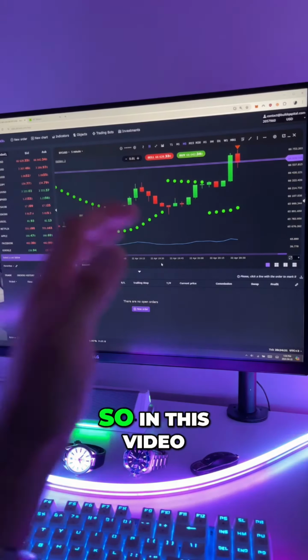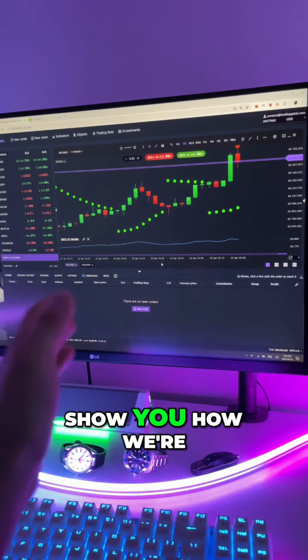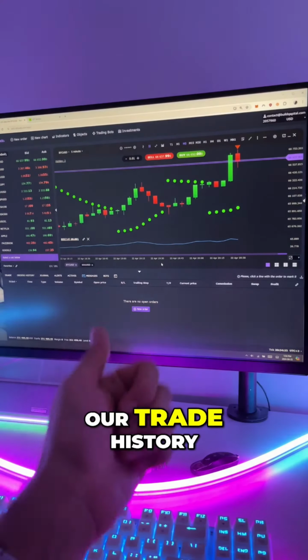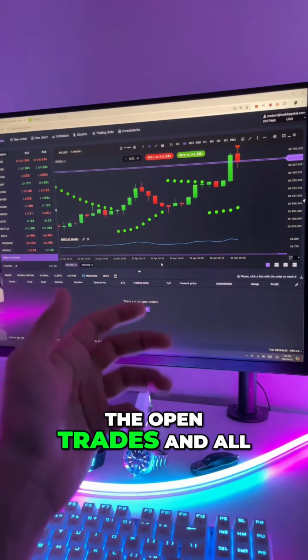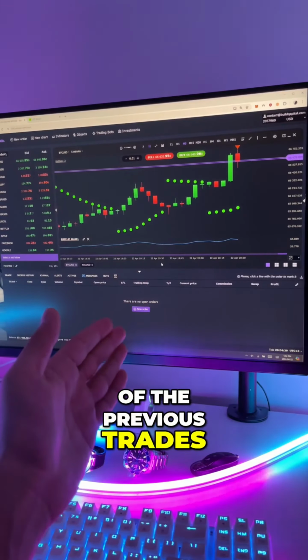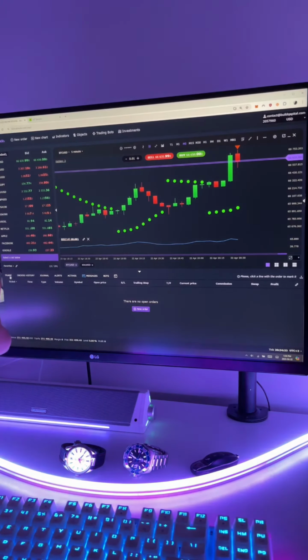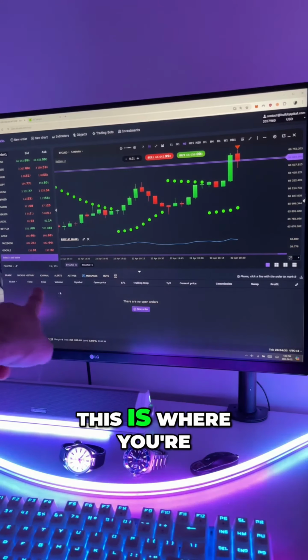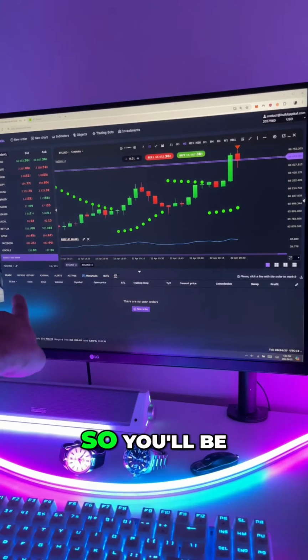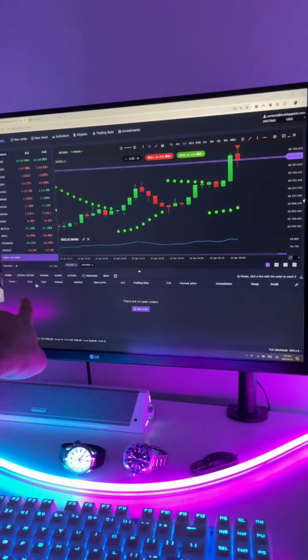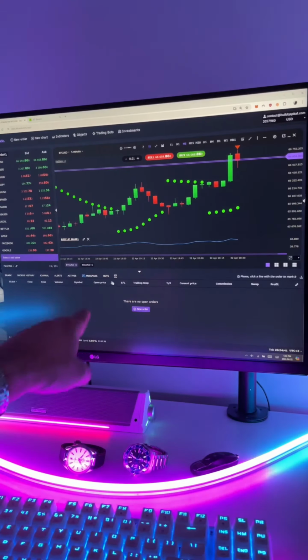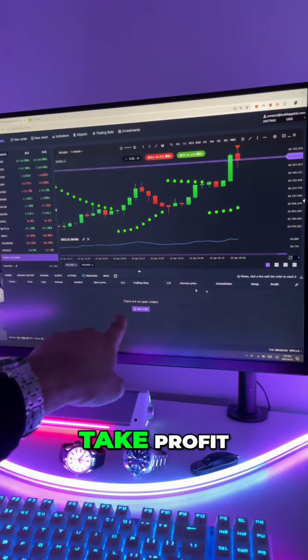All right, so in this video, I'm going to show you how we're able to see our trade history, the open trades, and all of the previous trades that we've done. So on the bottom tab here, where it says trade, this is where you're going to see all of your open orders. So you'll be able to see all of the information: time, type, volume, symbol, open price, where you have your stop loss, take profit, etc.